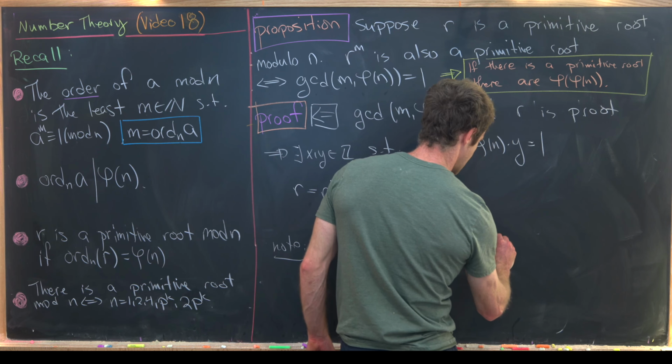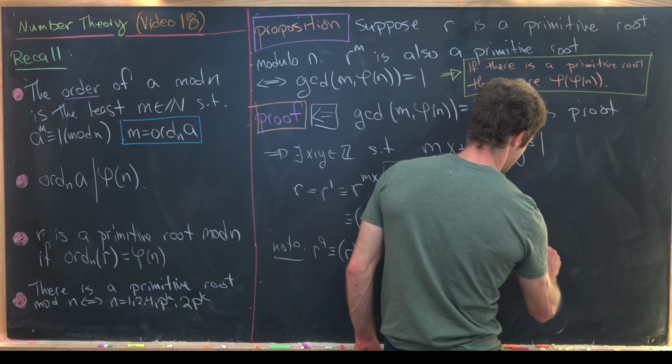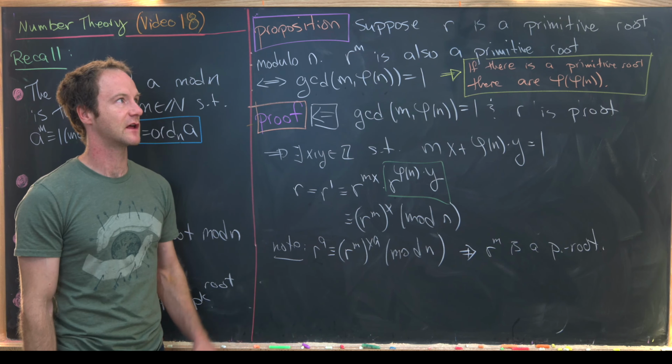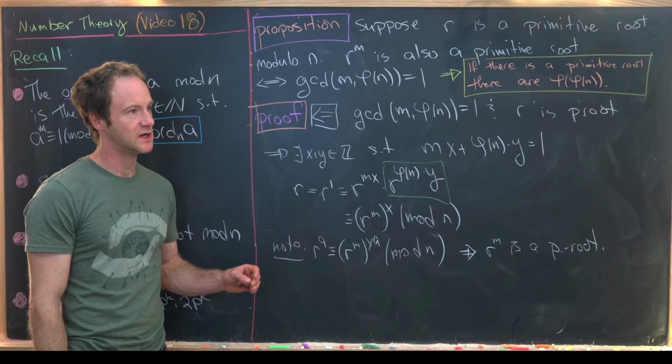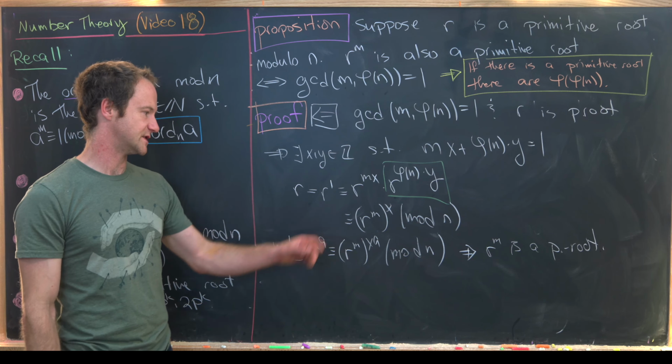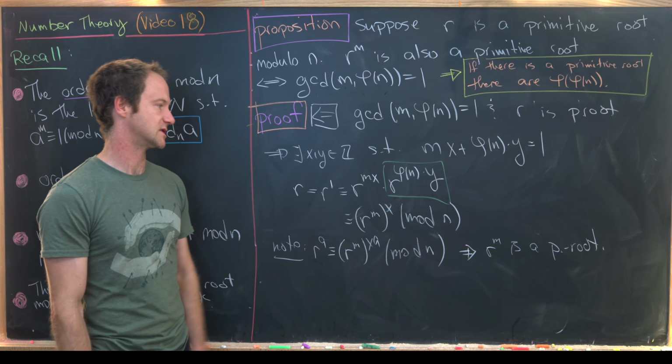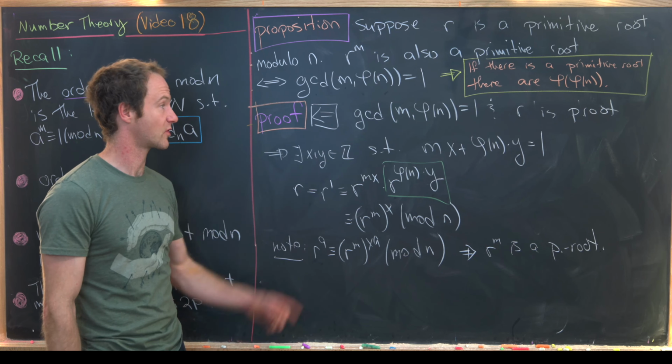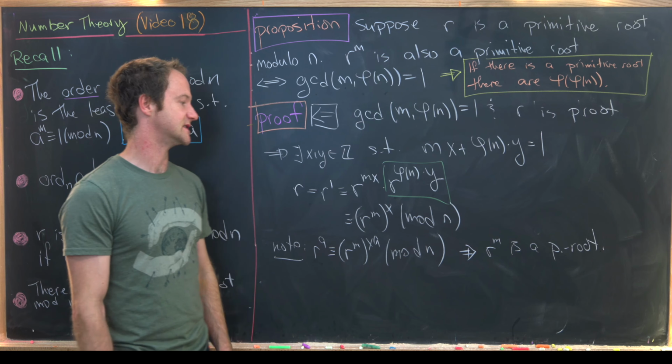So just to reiterate, that means r to the m is a primitive root, where we use the fact that r is a primitive root to say that all important residues mod n can be rewritten as r to the a. And then we use the fact that we have a relatively prime setup to produce this equation.